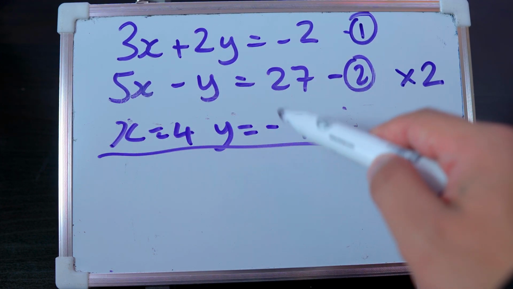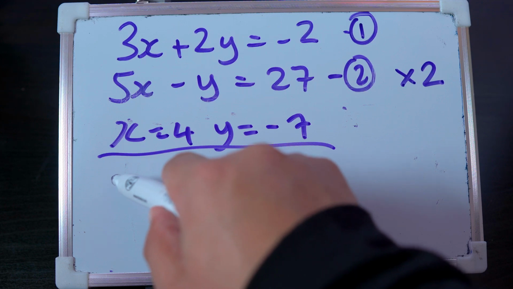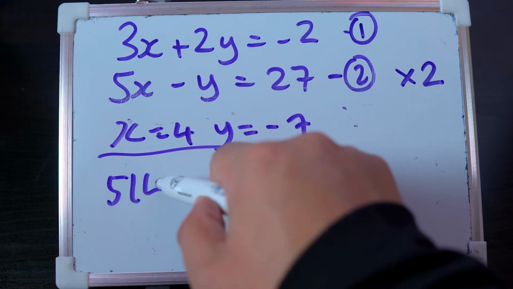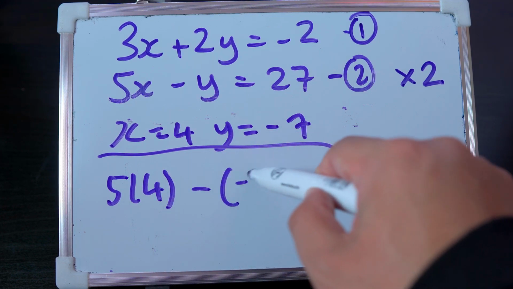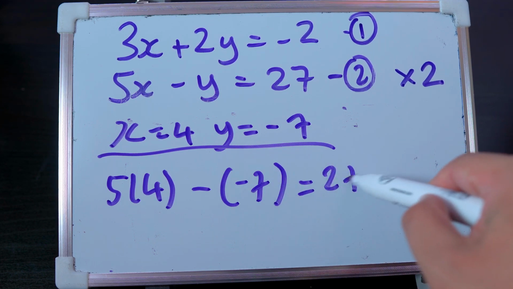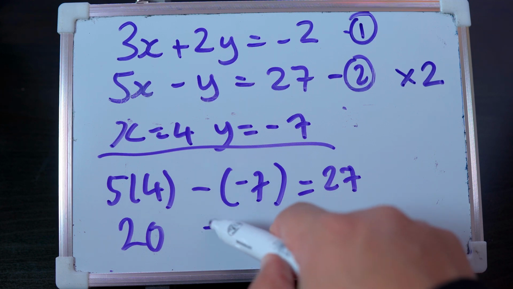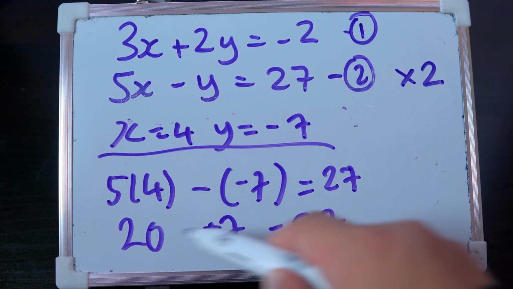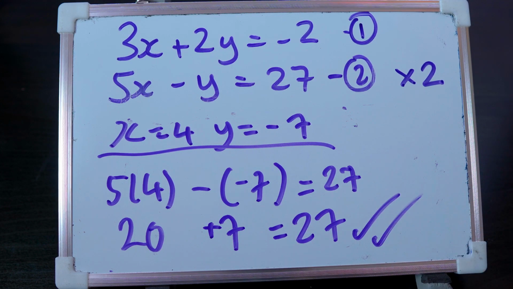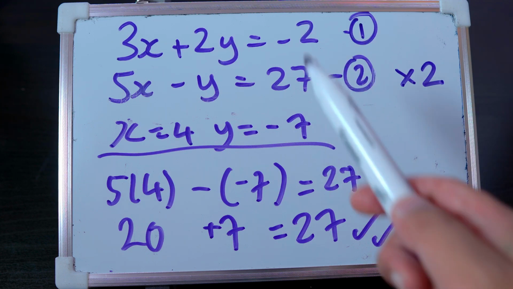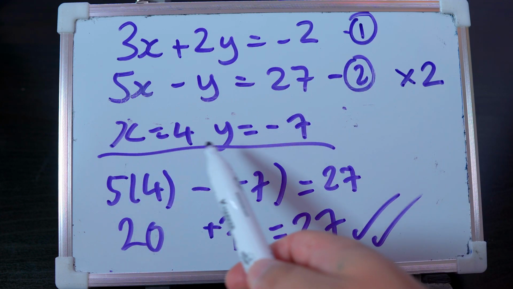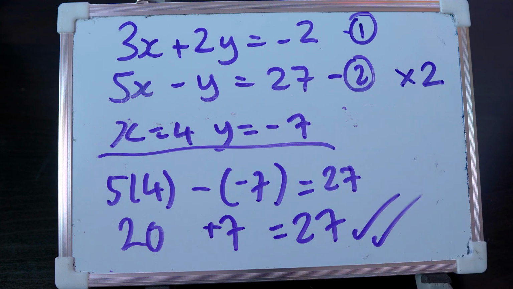We're going to substitute it into equation 2. So we've got 5 times 4 minus negative 7, and that should equal 27. So 5 times 4, 20, minus a negative 7, that's plus 7, is equal to 27. So 27 equals 27, it checks out. So the solution to this system of equations is when x equals 4 and y is equal to negative 7.